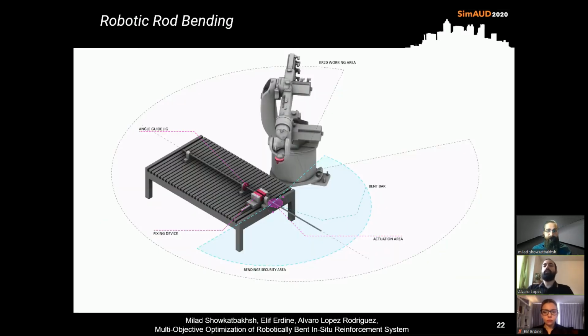Thank you very much. So for the robot bending process, we set up a fixing surface where we place a series of guidance and fixing elements that were bespoke for the process. The robot was programmed with the Robots plugin for Grasshopper, and to avoid collisions with the robot during the bending process, we applied a series of security areas around the robot during the fabrication process.